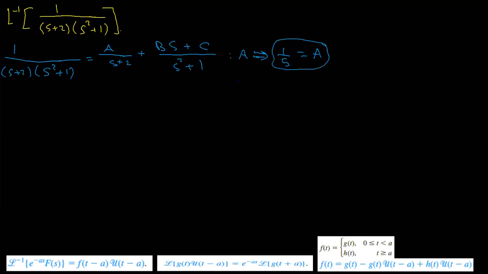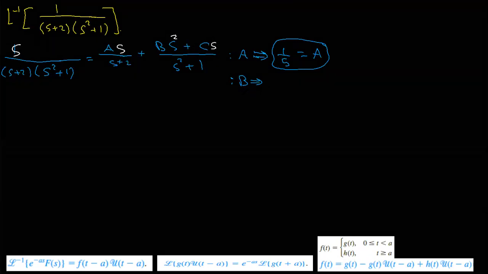Now to find B, by the way, you are free. You can use my technique or your technique. Make them the same denominator, equate between the coefficients, you are free. Now for me to find B, look what I'm going to do. I'm going to multiply my equation by S. So here S, here S, here S squared, here S. Okay? And I'm going to let the S tend to infinity.